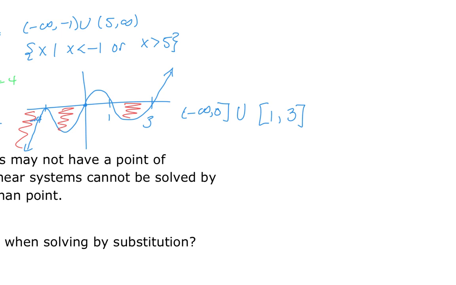Now, had this been strictly less than 0, that would have been different. Then its interval would have been from negative infinity to negative 4, union from negative 4 to 0, union between 1 and 3. And I'll let you think about why that would be if it was strictly less than 0.